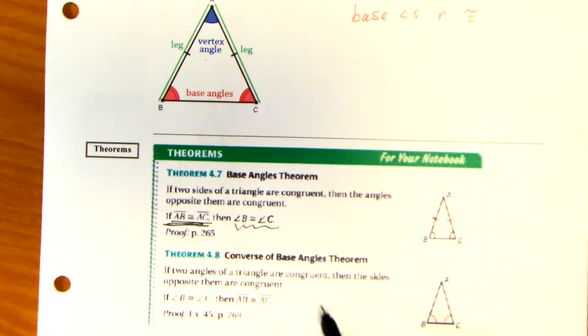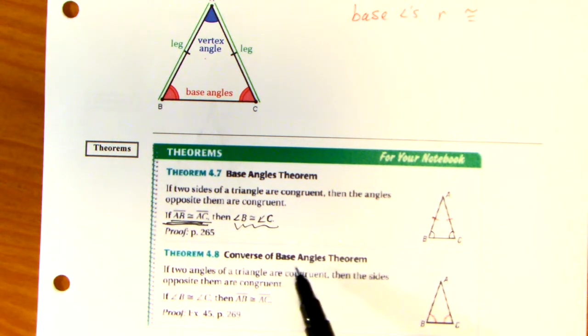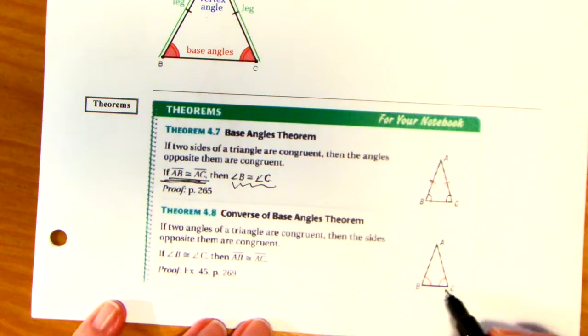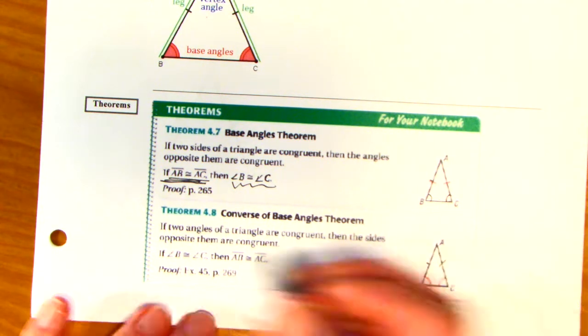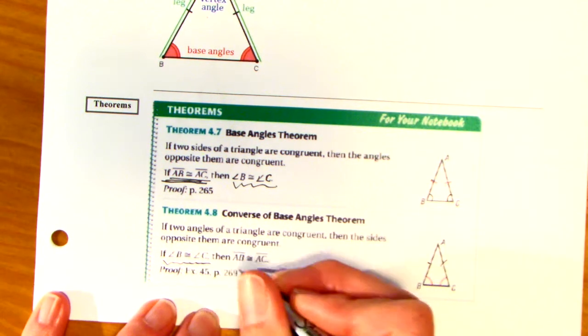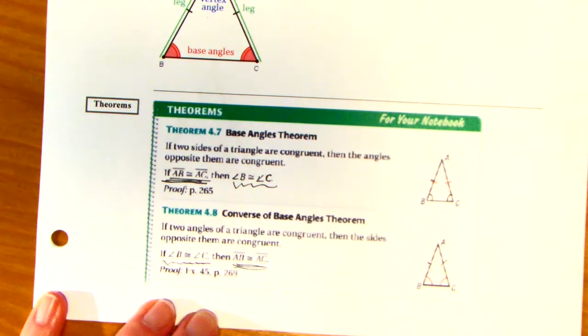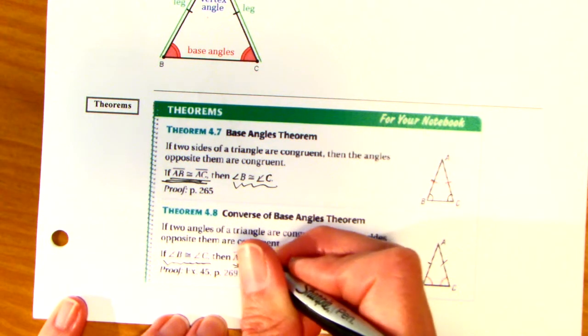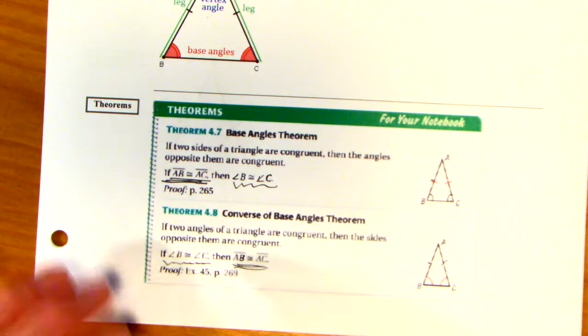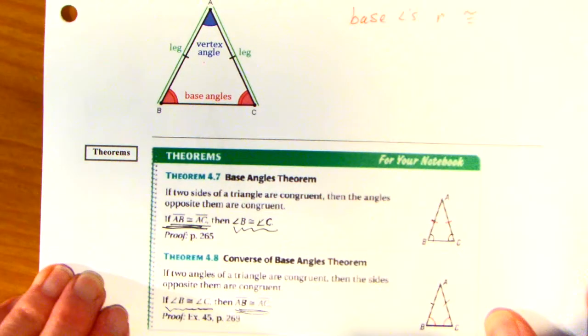Angle B is congruent to angle C. Now, the converse: you start with the angles, then you get the sides. Start with the angles, then you get the sides. This is printed out really bad. Okay, moving on.